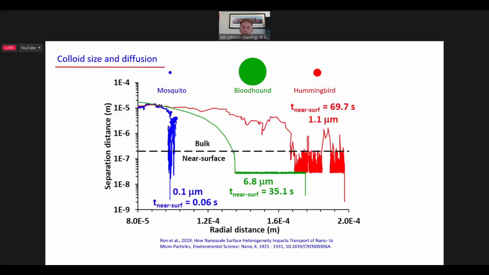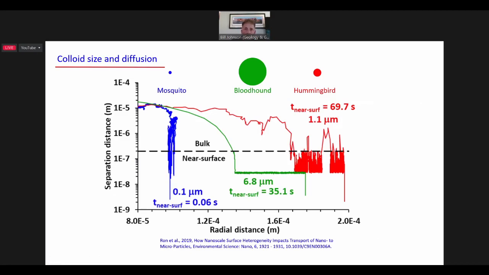The other attribute that drives the way colloids interact with these heterodomains on surfaces is diffusion. And so we can look at 3 different colloid sizes. We have a 100 nanometer colloid size in blue, which I like to call the mosquito. And in these trajectory simulations, what it does is it diffuses back and forth at a range of distances from the surface, from 30 microns down to just a few nanometers. And because there are repulsive conditions, it cannot attach, but it diffuses back and forth over a large vertical distance.